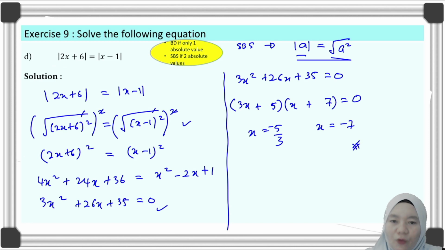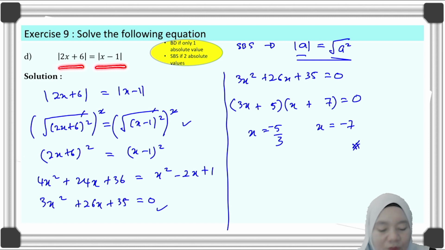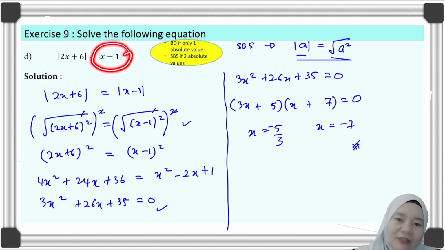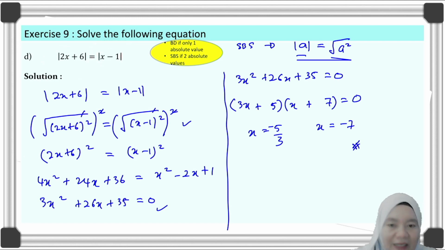Kenapa yang ni tak perlu semak jawapan? Kenapa ini kita tak perlu check jawapannya? Okay, sebab macam saya beritahu tadi, kat sini dua-dua belah ini ada absolute value. Bila ada absolute value ni maksudnya nilai di sebelah sini akan sentiasa positif, nilai di sebelah sini juga akan sentiasa positif. Jadinya dia valid lah untuk equation ini. Alright, so ingat, untuk equation bagi absolute value ni ada keadaan yang kita perlu semak jawapan, ada keadaan yang kita tak perlu semak jawapan.